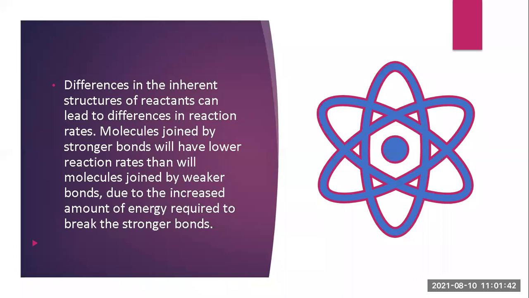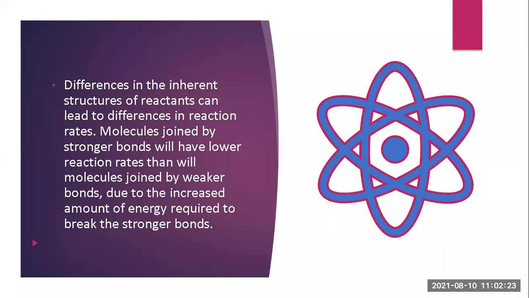So bonds are also an important point affecting the rate of chemical reaction. Stronger will be the bond, lower will be the reaction rate. Molecules joined by stronger bonds will have a lower reaction rate than molecules joined by weaker bonds. Stronger the bond, more energy is required to break it, and the rate of reaction will be lower. Whereas in weaker bonds, less energy is required to break it, and hence the reaction rate will be faster.